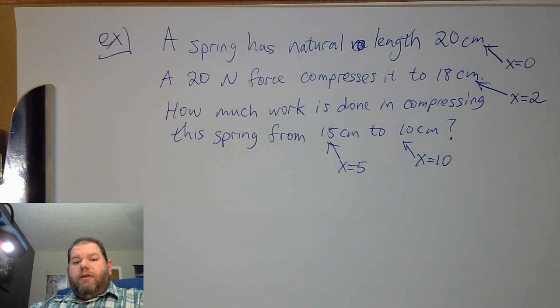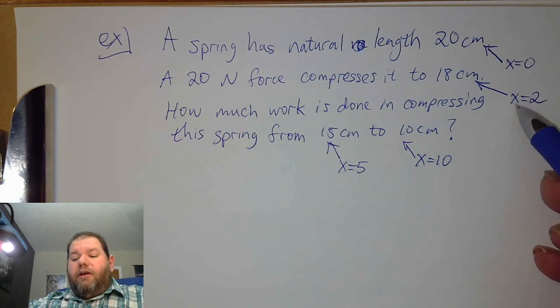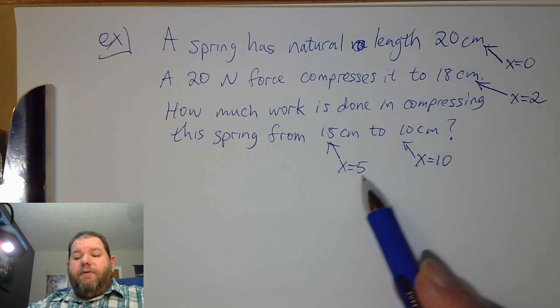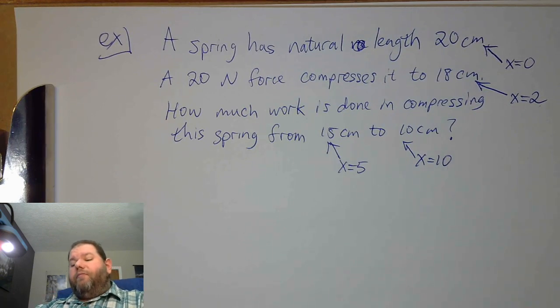And again, notice that from 20 centimeters, if we compress it to 18 centimeters, that's a difference of 2. If we go from 20 to 15, that's a difference of 5. And from 20 to 10, that's a difference of 10. Now, notice that in both problems, whether we were stretching or compressing the spring, we used positive values for our x's. It actually doesn't matter if we use positive or negative, but we can use positive as long as we're only going in one direction.